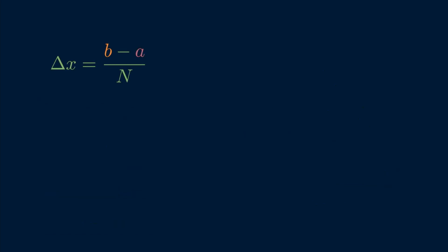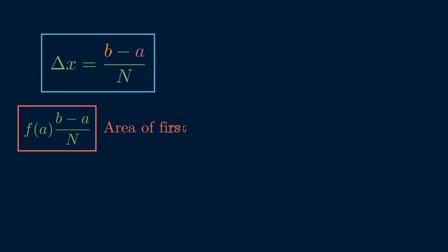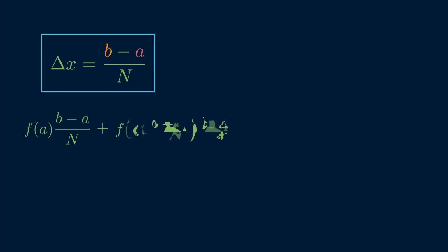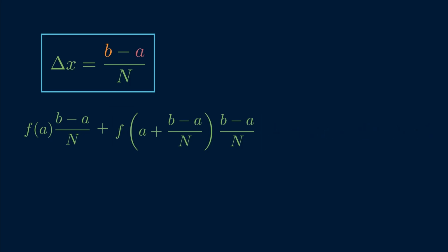Now, when adding up the areas of all of our rectangles, we start off with the area of the first rectangle, which, if you recall, was f of a times delta x. Replacing delta x with b minus a over n, this is f of a times b minus a over n. We then add the area of our second rectangle, which was f of a plus delta x times delta x. Again, replacing delta x with b minus a over n, this is f of a plus b minus a over n times b minus a over n.